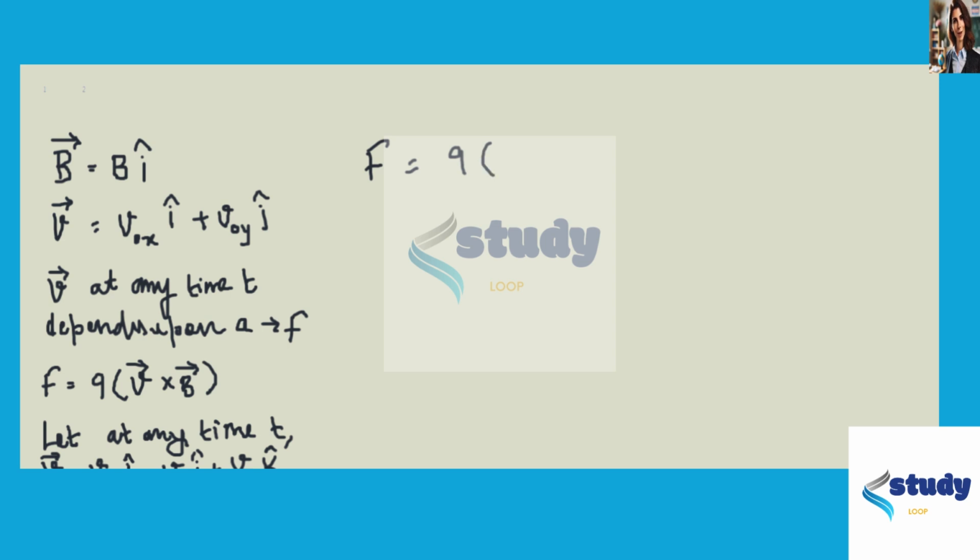If you take the cross product of these terms, we get three terms where i cross i will be 0, j cross i will be minus k, and k cross i will be j. So let us write that here: minus q B vy k hat plus q B vz j hat. Right, so this is the force at any time t. At any time t, the velocity has components vx, vy, and vz in the x, y, and z directions.